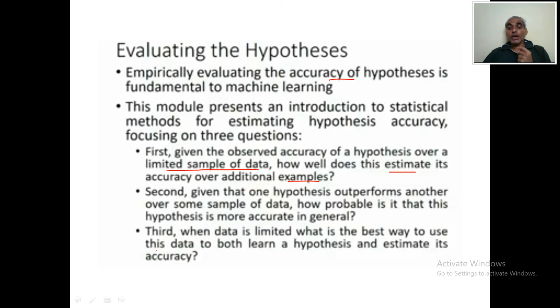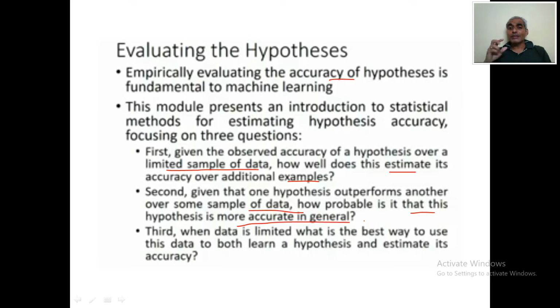The second question is, given that one hypothesis outperforms another over some sample of data, how probable is it that this hypothesis is more accurate in general? You have some set of data points, and for them your model is predicting 95%. How probable is it that the accuracy stays the same or increases in general? When a new instance comes, is it good? Is the accuracy improving? That's the second thing.